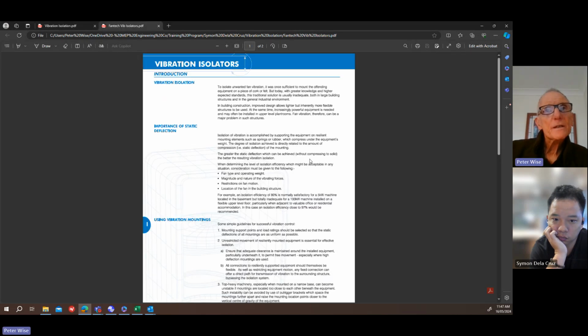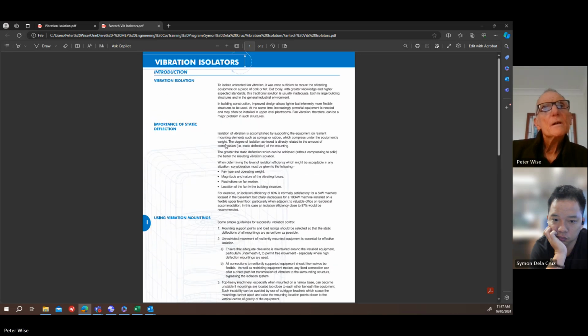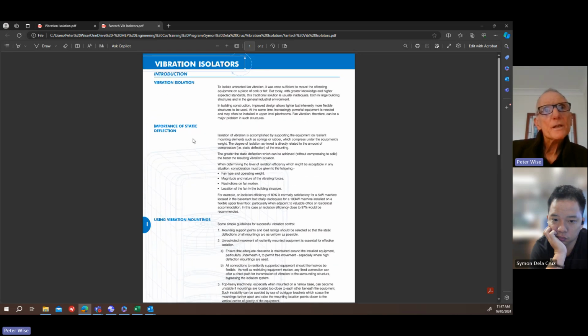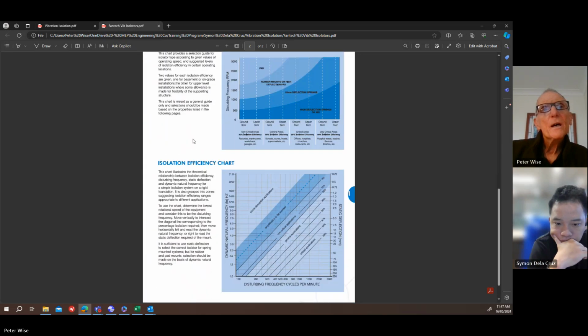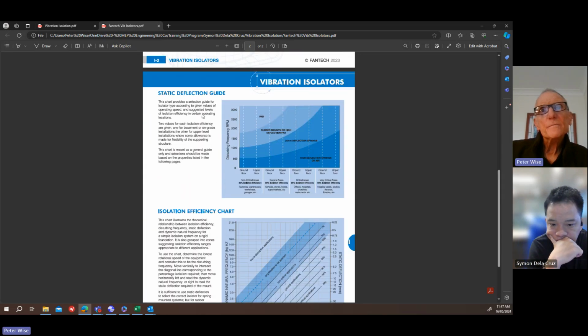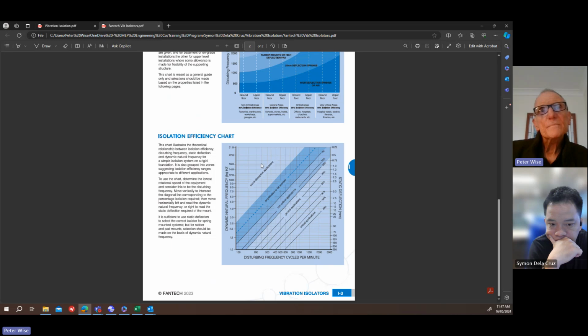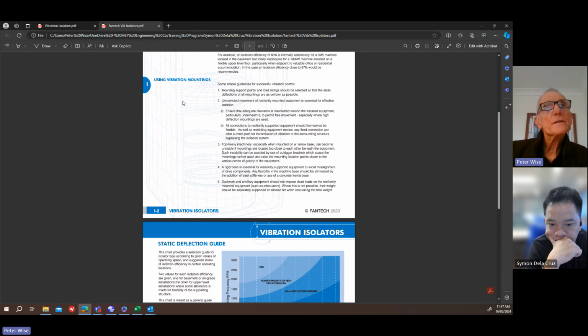Now, this is out of the Fantech catalogue again. There's a bit of information on vibration isolation and the importance of it, things that I've just been talking about. And it gives you some technical information about this, how they're selected and their isolation efficiency for the different types. So that's something you can have a look at if you want to read some more about it.